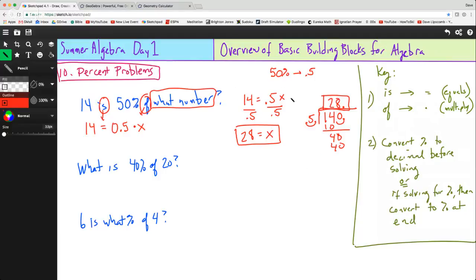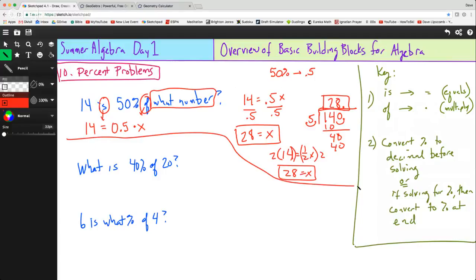Another way to have done this would have been to say, well, 14 equals a half x, because 0.5 is a half. Now you just multiply both sides by 2. 2 times 14 is 28 equals x. Okay. You should be comfortable with this kind of long division. That's a 7th grade building block.